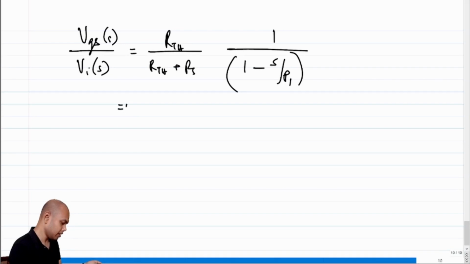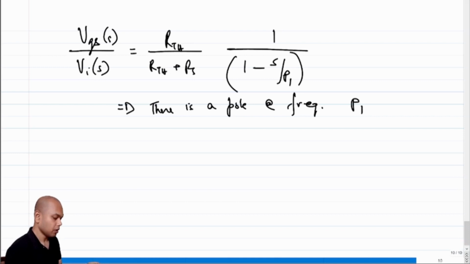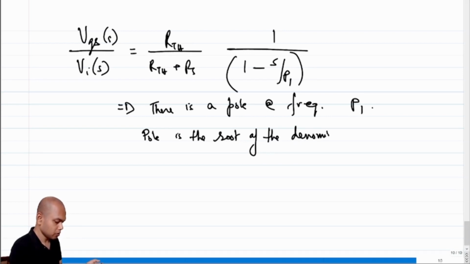So this implies there is a pole at frequency P1. What is a pole? Mathematically, what is a pole? Pole is the root of the denominator of the transfer function, right? So what is a pole? Pole is the root of the denominator of a transfer function, right?